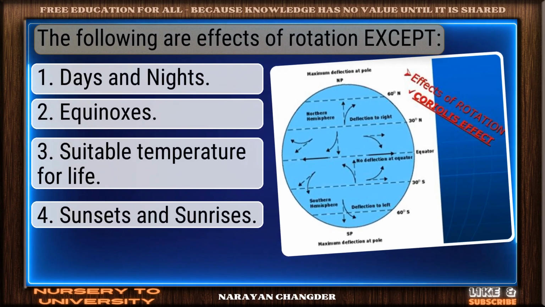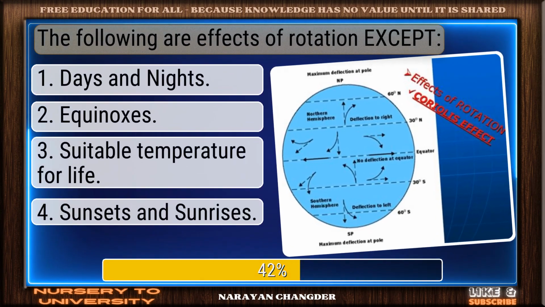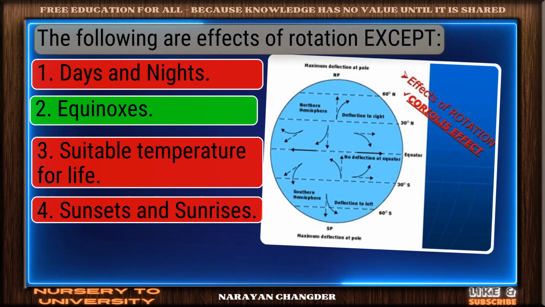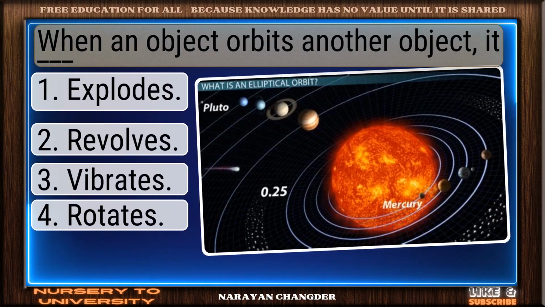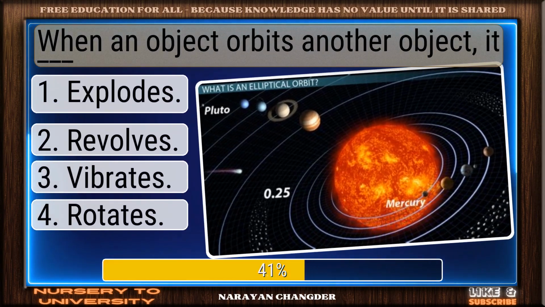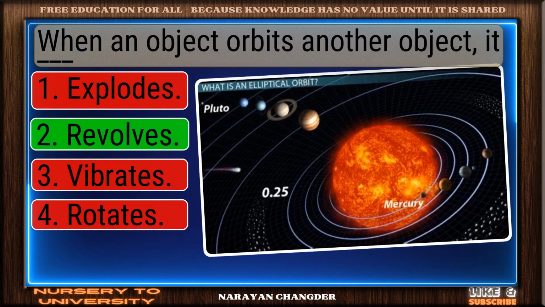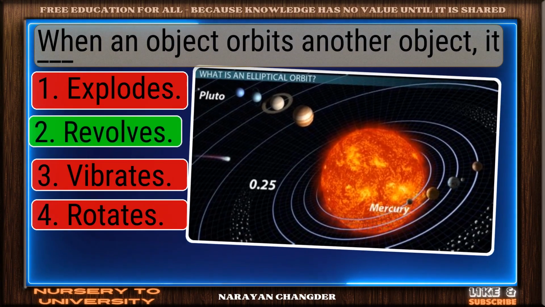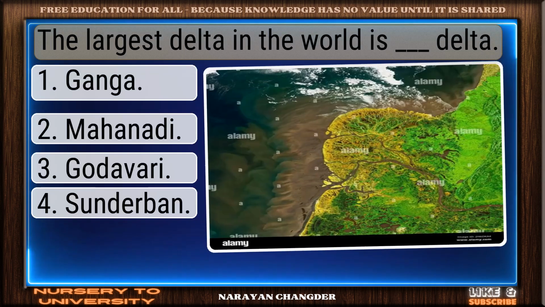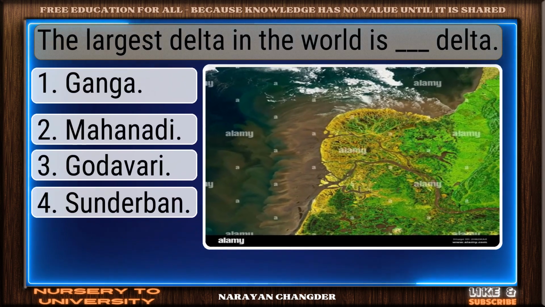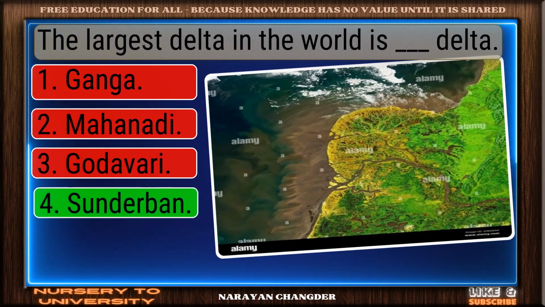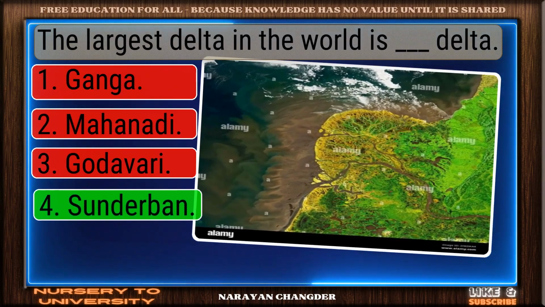The following are effects of rotation except... Perfect. Equinoxes is the correct choice. When an object orbits another object, it dash. Clear logic. Your choice, revolves, is sound and 100% true. The largest delta in the world is dash Delta. You're right. Sundarban is the correct answer.